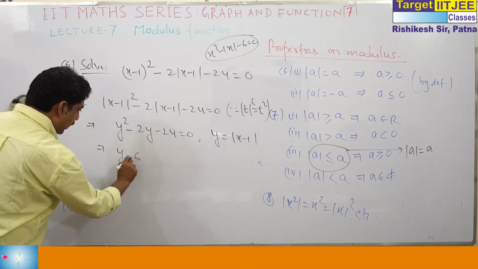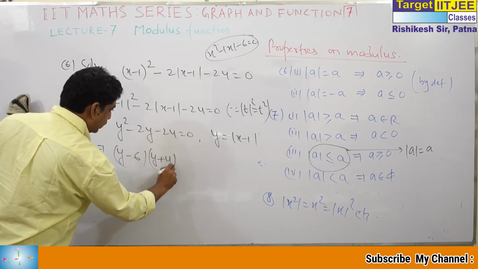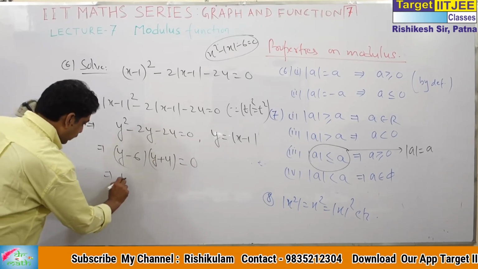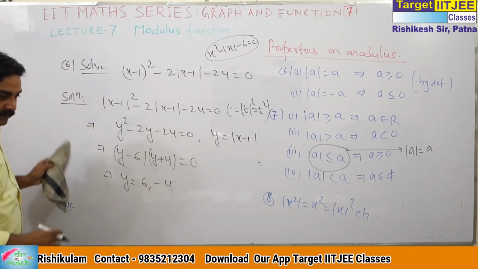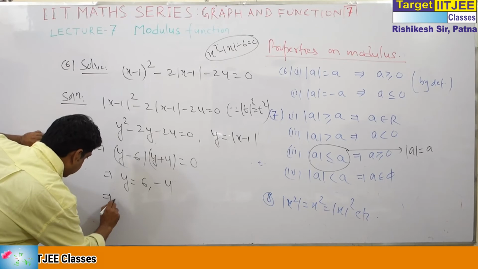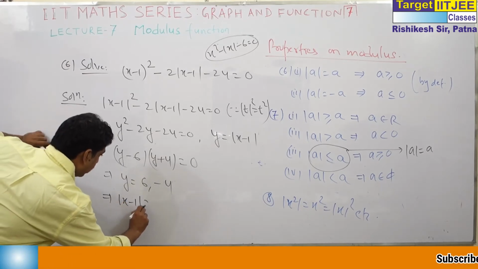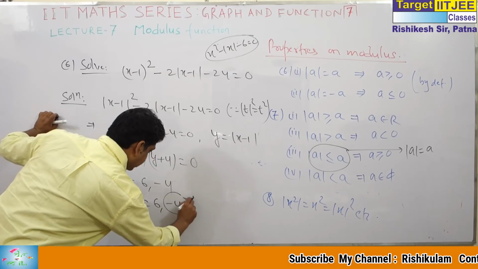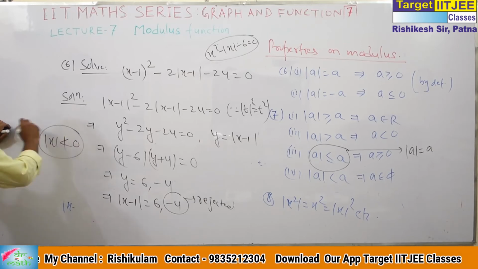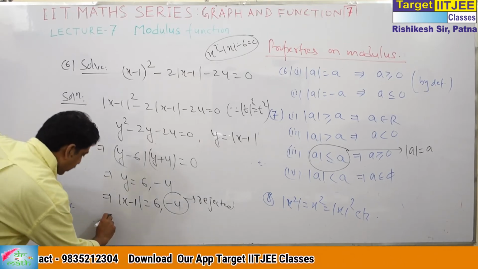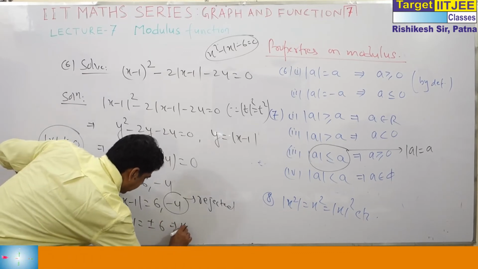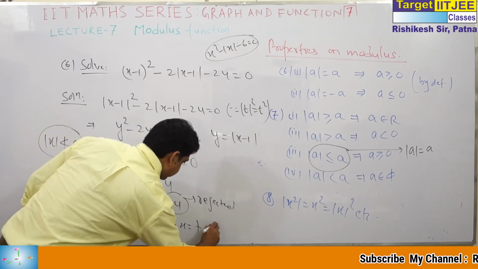This is actually y minus 6 and y plus 4 equals 0. So y is equal to 6 and minus 4. Now we need not take two cases. Actually now mod x minus 1 is 6 or minus 4. This is rejected. Why rejected? Mod x can never be less than 0. Any type of mod cannot be less than 0. So from here we get mod x minus 1 is equal to 6. From here what do we get? x is equal to 7 or minus 5. So that is the solution.